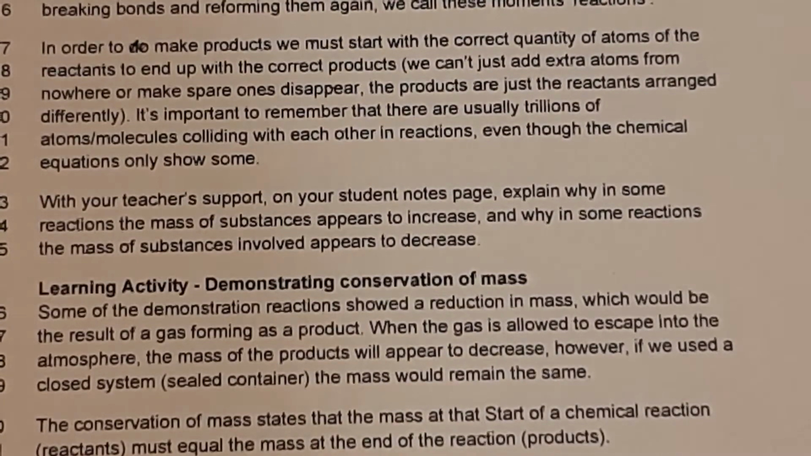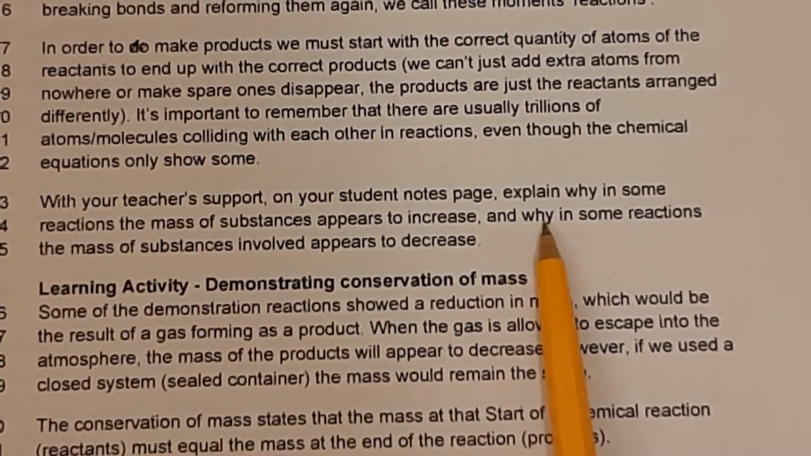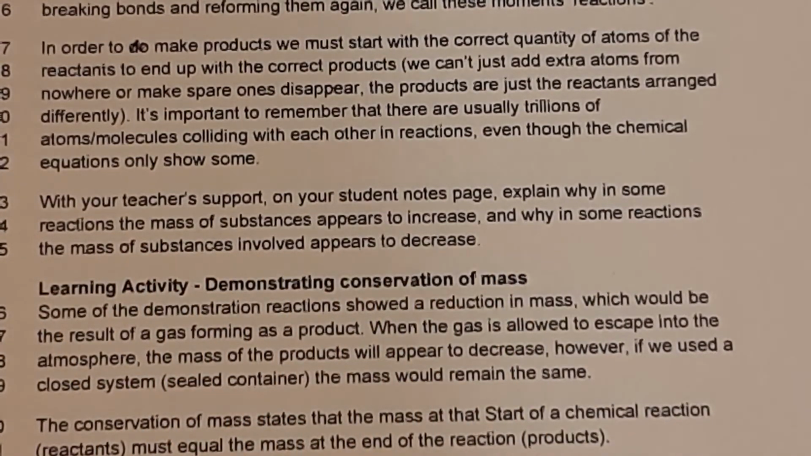Okay. So it's important to remember that there are usually trillions of atoms and molecules colliding with each other in reactions, even though the chemical reactions or chemical equations only show some of these. Okay, so it asks you that with your teacher's support on the notes page, explain why in some reactions the mass of the substances appears to increase and why in some reactions the mass of substances appears to decrease.